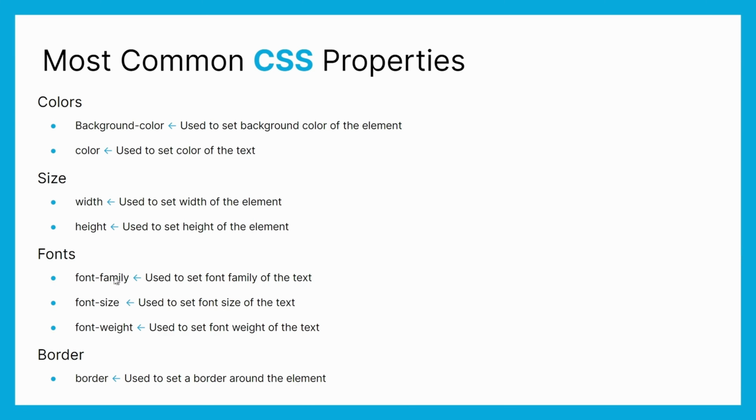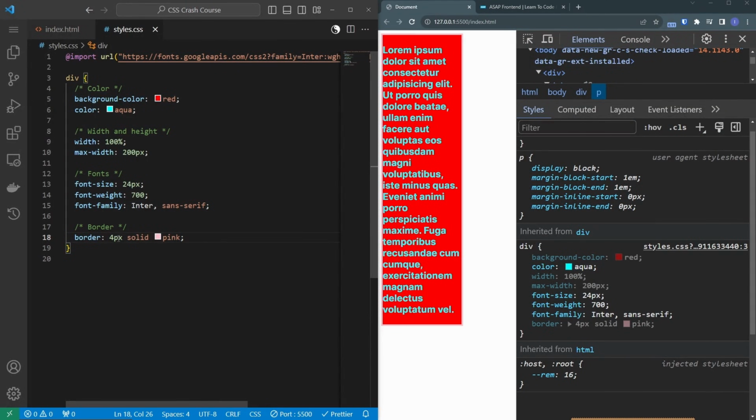And after that, we have font family, font size, and font weight. So font family is used to set the family of our text. Font size just determines how big or small our text is, and then font weight is used to determine the boldness or lightness of our text. And last but not least is the border property, and we use that to set a border around the elements. And we do that by using the shorthand that CSS gives to us, where we specify the width of the border, the style that we want, and then the color that we want our border to have.